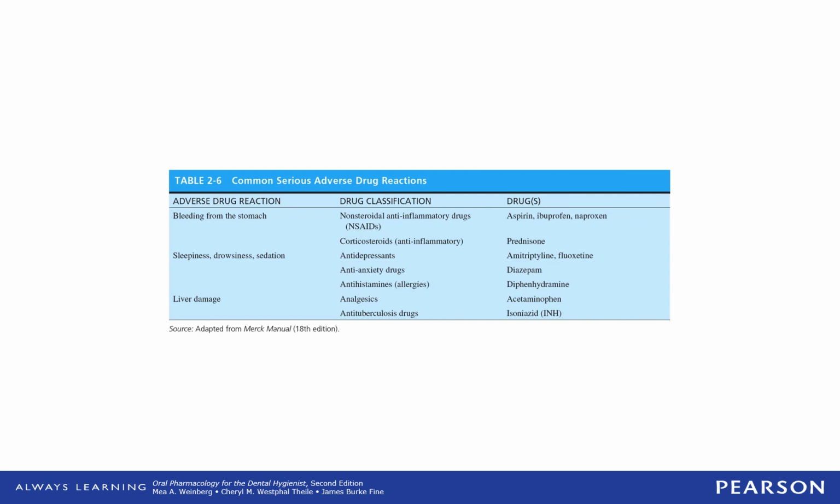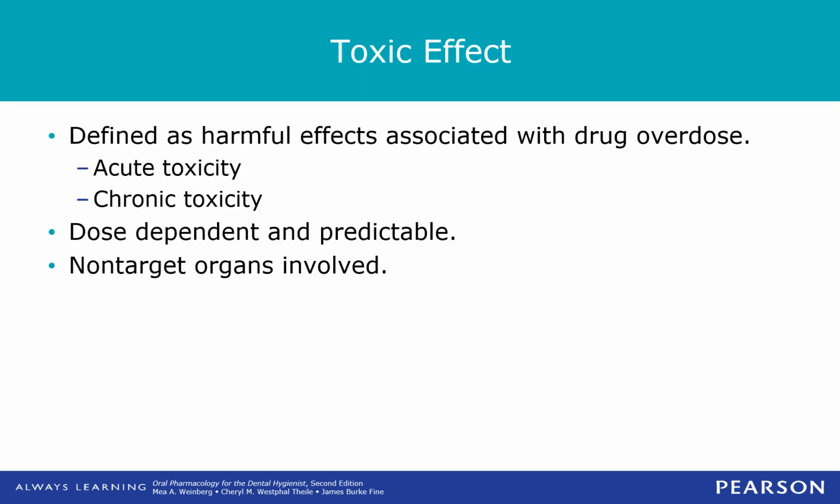Table 2.6 shows common serious adverse drug reactions, and I'll let you peruse these, from bleeding from the stomach, sleepiness, drowsiness, to liver damage. Toxic effects are defined as harmful effects associated with drug overdoses. It can be acute toxicity and chronic toxicity. They're dose-dependent and predictable, with non-target organs involved.